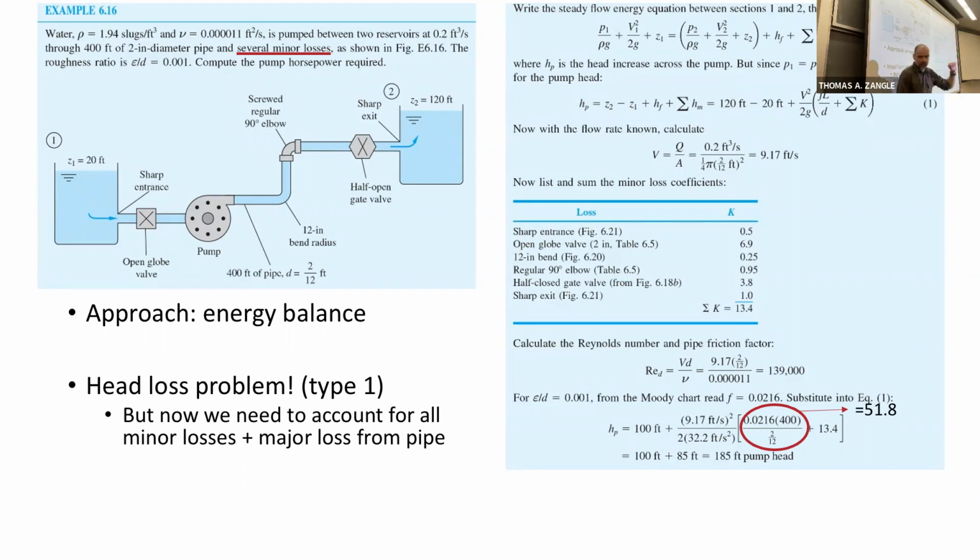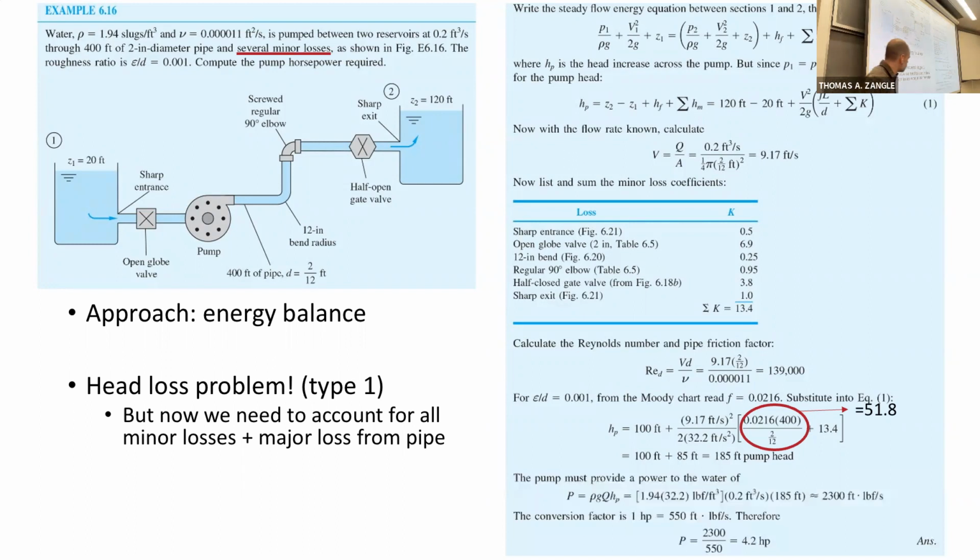Okay, but we still need to find the pump horsepower, right? So we need to find the power. And so we're going to say the power is rho g Q times HP. Working that out, we end up with about 4.2 horsepower as the power required by the pump.